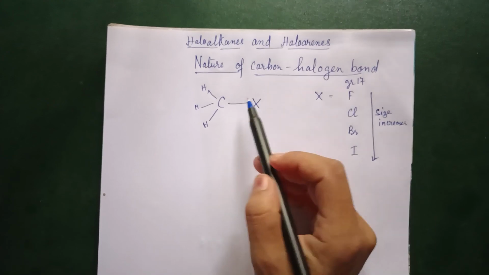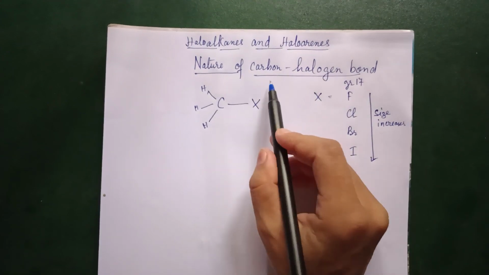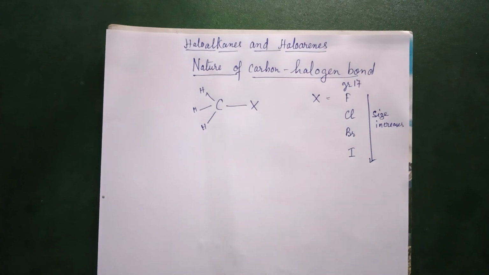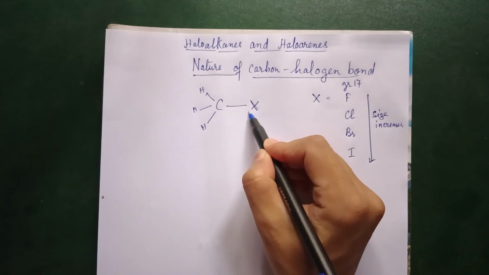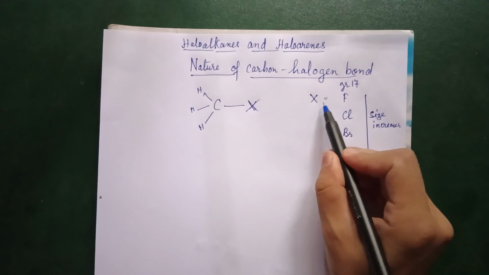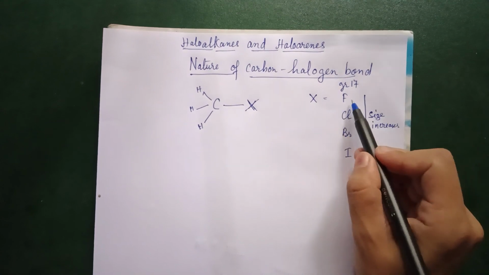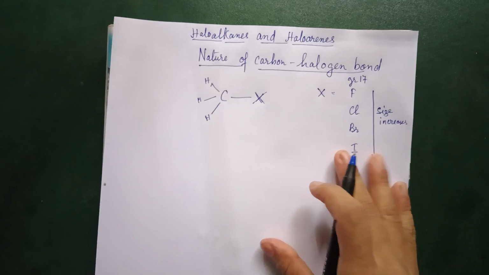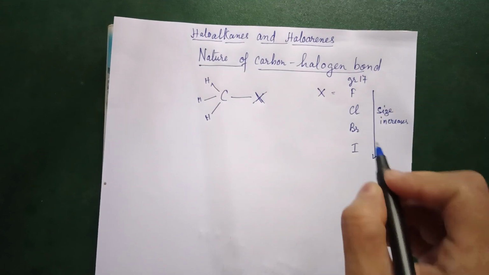Hi everyone, here I am going to discuss the nature of carbon halogen bonds. So this is a carbon halogen bond. Halogen is represented by the symbol X. When I say halogen, it is group 17: fluorine, chlorine, bromine, iodine. Now we have to learn a few things.